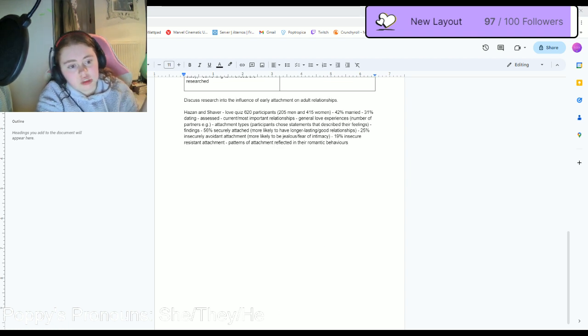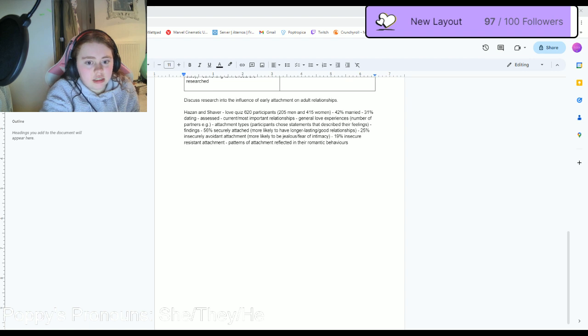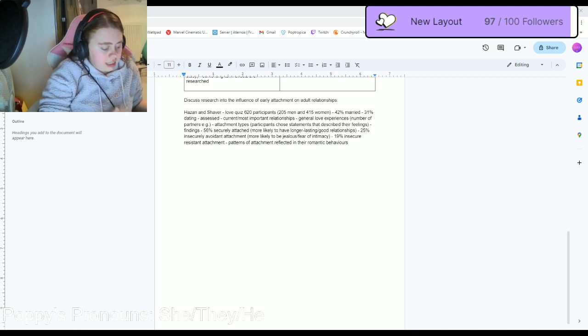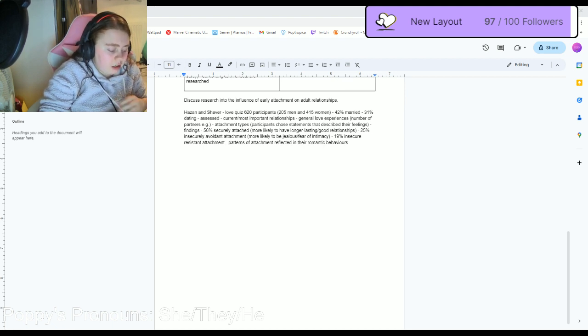So in the strange situation, this study uses the attachment types that were proposed by Ainsworth in the strange situation study. So it goes secure, resistant, and avoidant. In Ainsworth's study, those who were securely attached found the mother as a safe base. And when the mother and infant reunited, the infant was overall just generally happy.